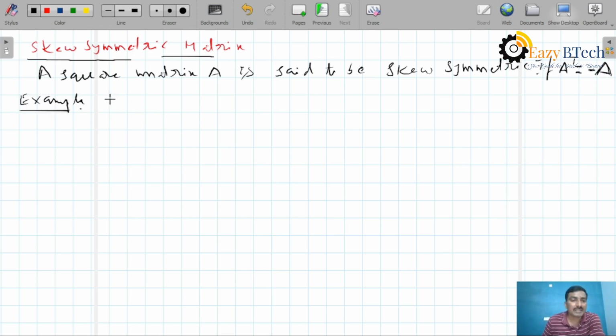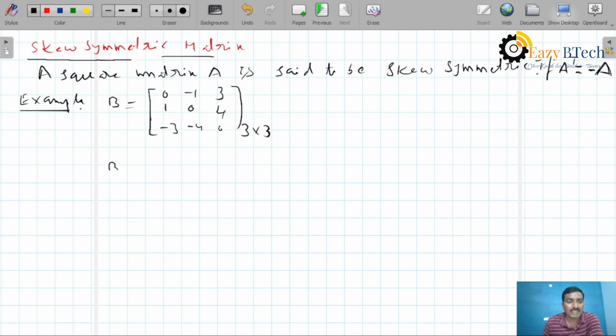Suppose a matrix B equals 0, minus 1, 3, 1, 0, 4, minus 3, minus 4, 0. This is the one matrix capital B. Here it contains 3 rows and 3 columns. Therefore, this order is 3 by 3. This is a square matrix and its order is 3 by 3.